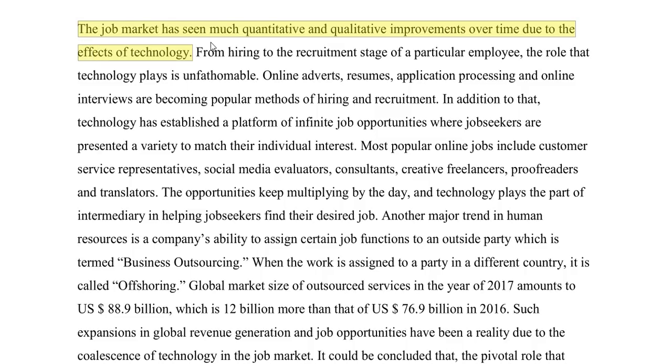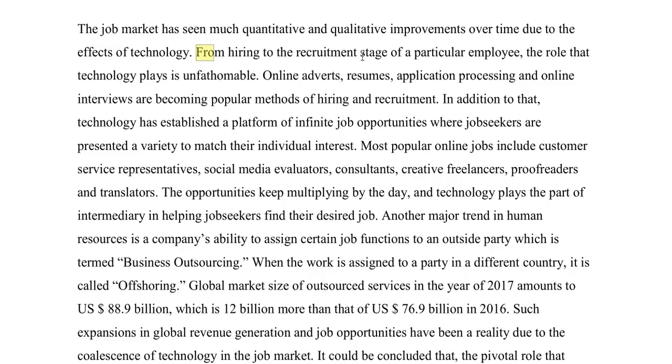The job market has seen much quantitative and qualitative improvements over time due to the effects of technology. In other words, simply saying the technology's impact on occupation. Okay, that was the end of the topic sentence. Now supporting details. He is going to support his point on how technology is improving the standard of the job market.